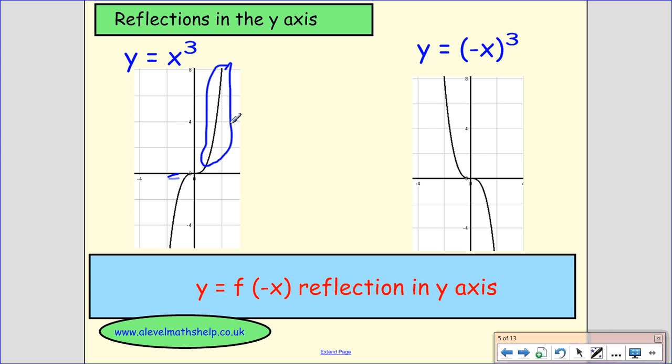Okay, so what this does is swap whatever's over this side over to the other side, because you're changing the sign of the x as you're putting it in. So you get whatever answers were on the left-hand side on the right now, and on the right on the left. So this is a reflection in the y-axis.